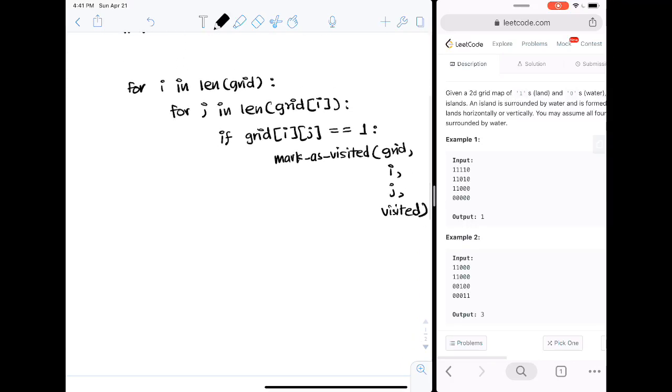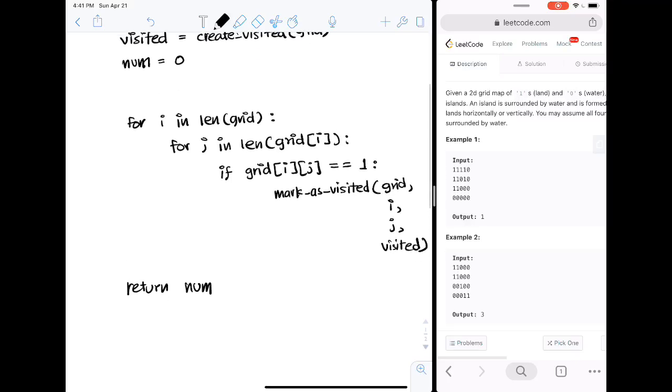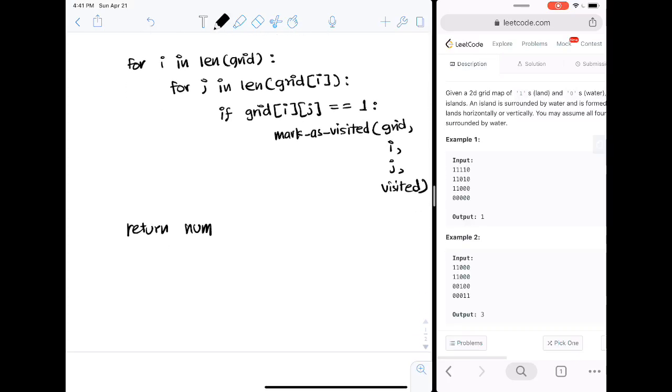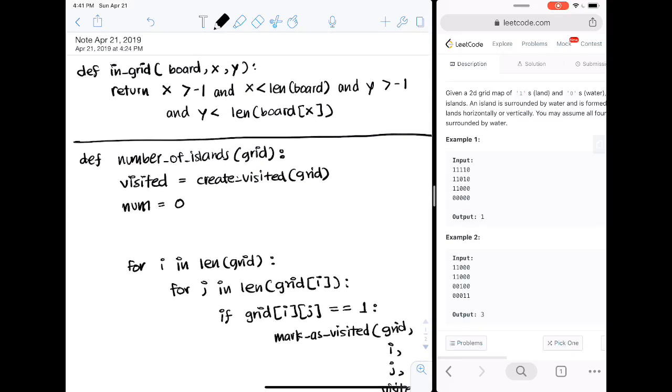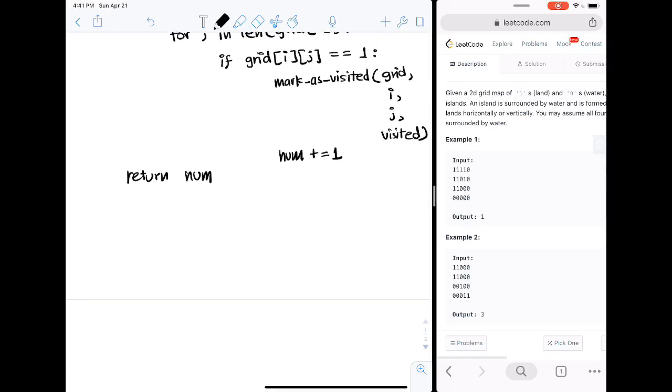And then that is going to be sort of the meat of our logic here. And then at the end, we just say return num. And then every time we mark as visited, we also increment the number plus equals 1. Okay? So that's going to be my higher level logic. So we know we have two functions that we still need to implement, which is create visited and mark as visited. Okay? So let us move on to implementing those.